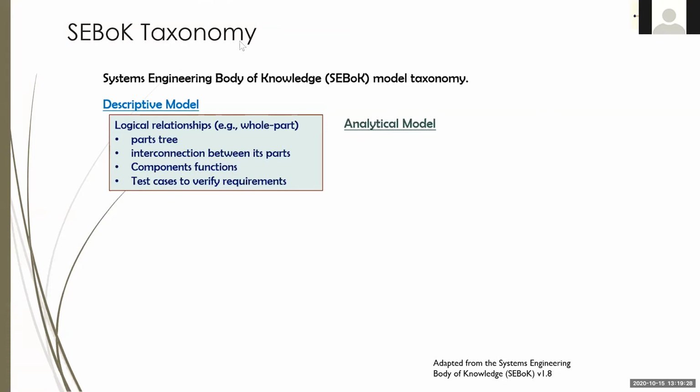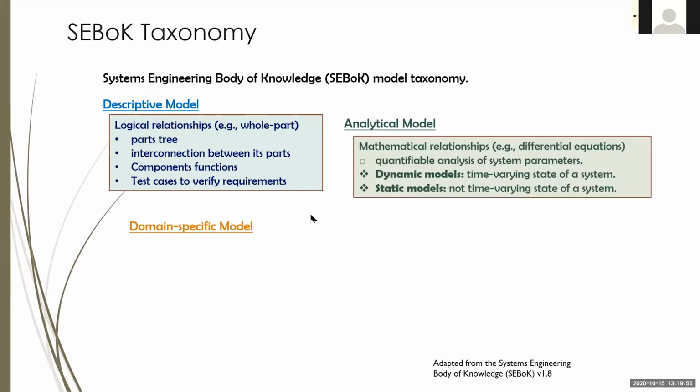In another taxonomy, this is from the Systems Engineering Book of Knowledge, they talk about the descriptive models. In those ones, we are trying to capture the relationships between the components. For those of you that know UML, a class diagram is a descriptive model. A sequence diagram is a descriptive model. On the analytical models, we want to represent the mathematical relationships between the elements. An example of those are differential equations.